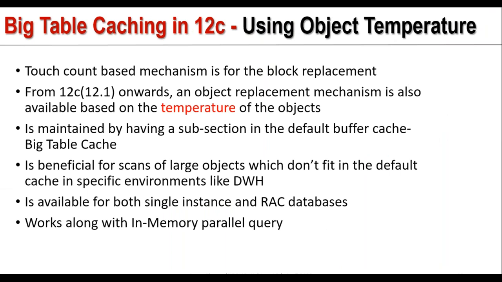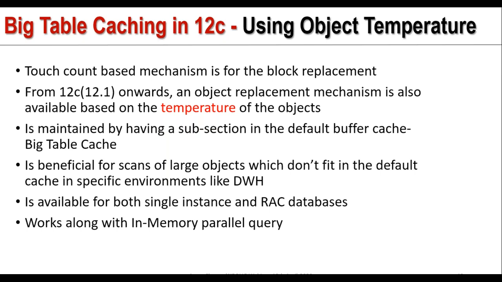Now, in 12c, to make buffer accessibility tracked, they divided the buffer cache into a small subsection, and that subsection is based on another way of maintaining buffer access, and that is the temperature. Now, this is exclusively for big tables. This is not meant for smaller tables or tables accessed by random access. That means if you are using normal table scans, you are still better off using the touch count based algorithm.